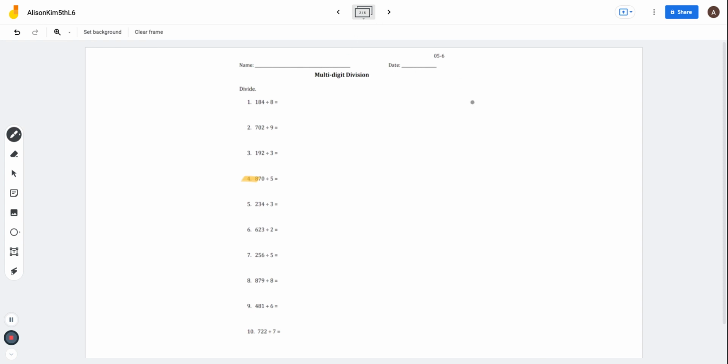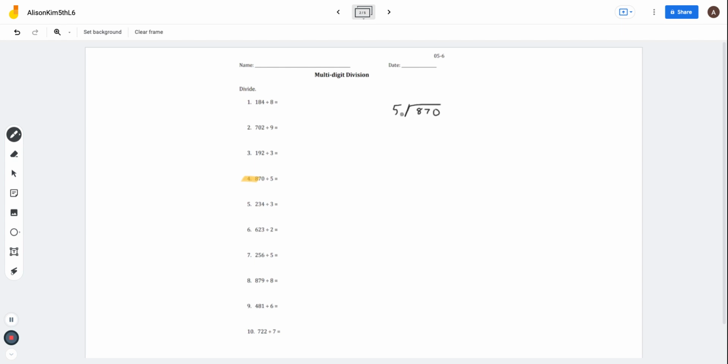So we're going to do number 4 together, which gives us 870 divided by 5. So I'm going to set it up for you guys. It's going to be 5 on the outside since it's the divisor, and then 870 on the inside because it's the dividend. So now we're just going to divide.